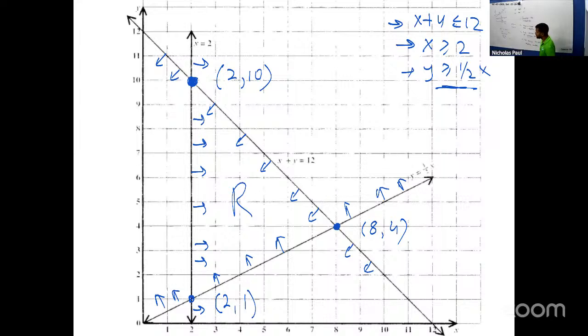Right, so write down all the vertices. The vertices are 2, 10. The vertices were 8, 4, and then 2, 1. Right? That brings us to the end of step 3. Now it's time to go into step 4.